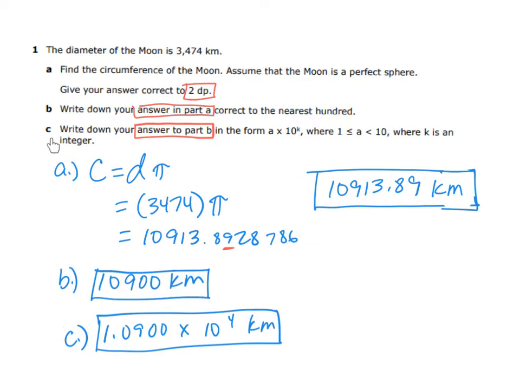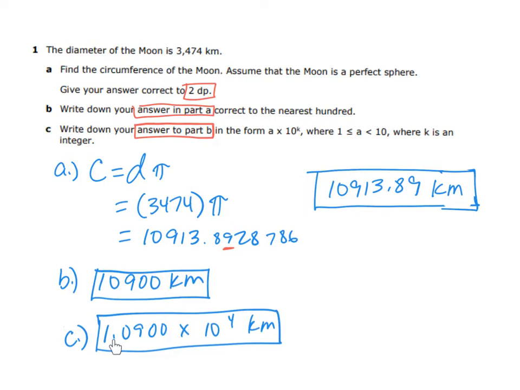And then part C says write down your answer to part B. So take this number and put it in the form A times 10 to the K, where A is between 1 and 10 and K is in integers. In other words, put it in standard form. So you're not going to go to 3 significant figures. You're going to take this number and write it in standard form.